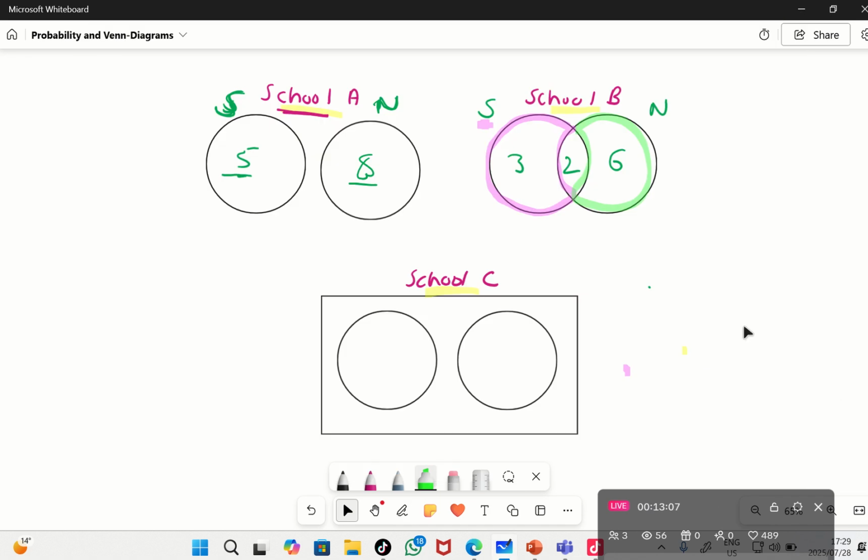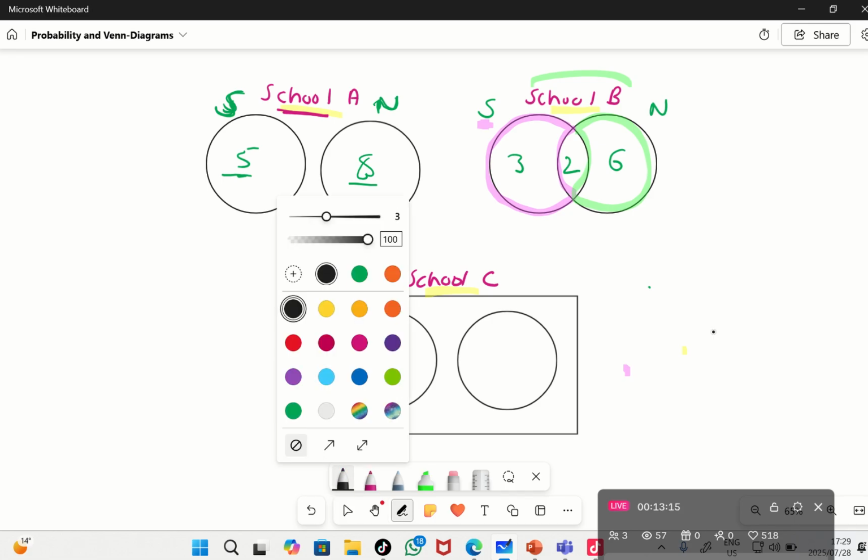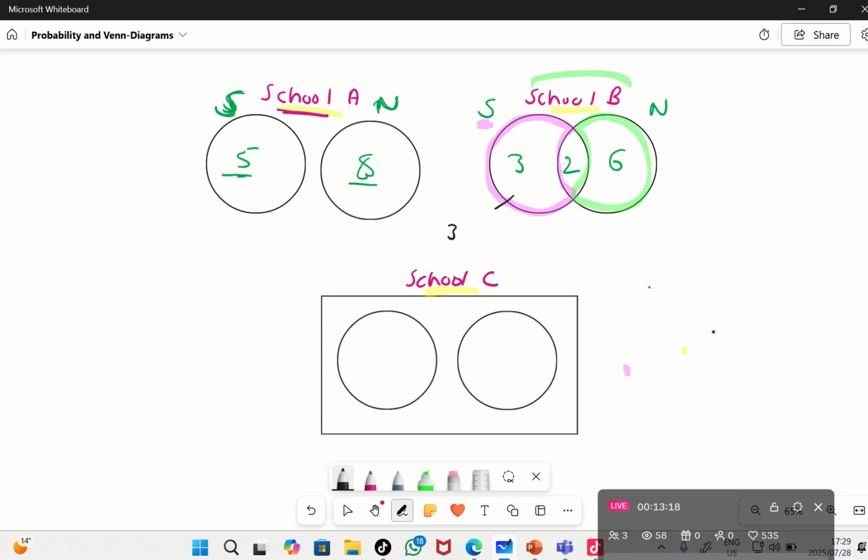Can you tell me from school B how many learners play soccer only? 3 learners play soccer only. Now the next question is this: how many learners play soccer in school B? Not soccer only, how many learners play soccer? 5, yes. It's the 3 and the 2. So 5 play soccer. Not soccer only, soccer.